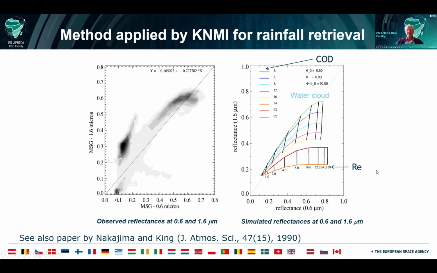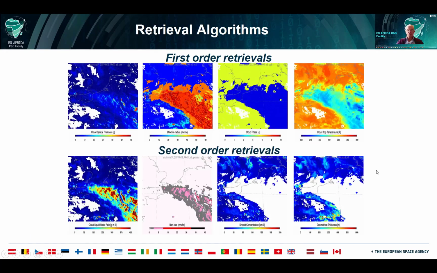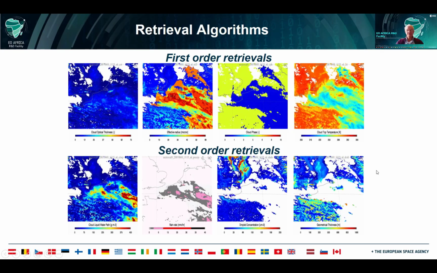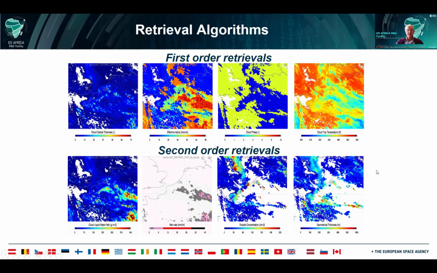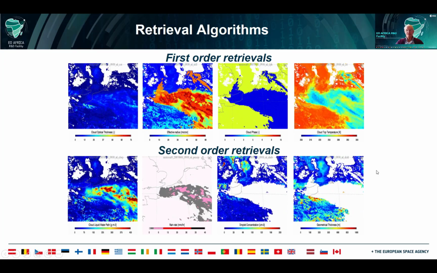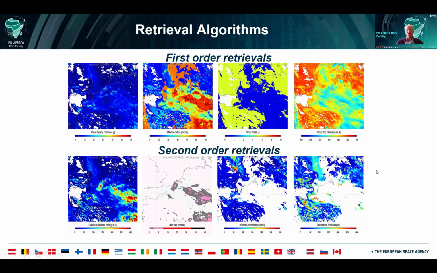Using reflectances by, in this case, Meteosat second generation, the 0.6 micron in conjunction with the 1.6 micron over land or over sea, the reflectances can be transformed into effective radius and the cloud optical thickness. Having these parameterized, these can be used to derive the cloud optical thickness, the effective radius, the cloud phase and the cloud top temperature as being first order retrievals.